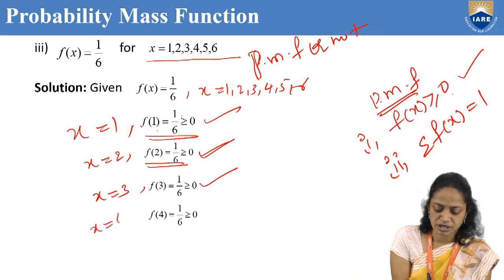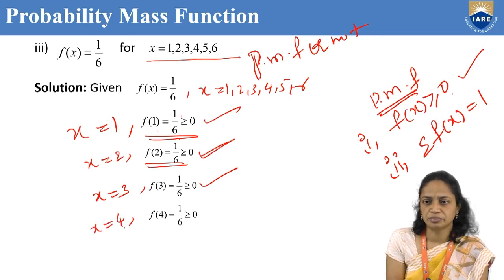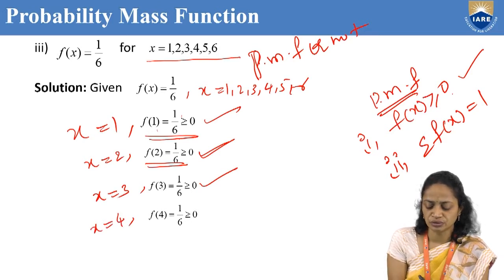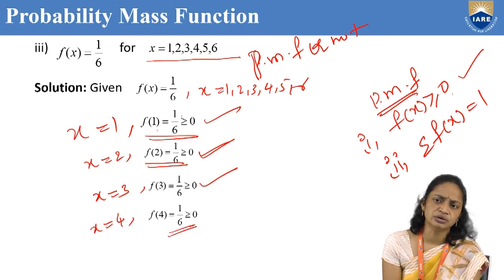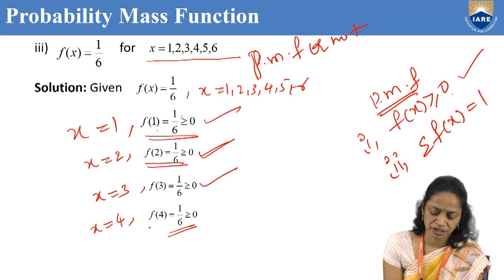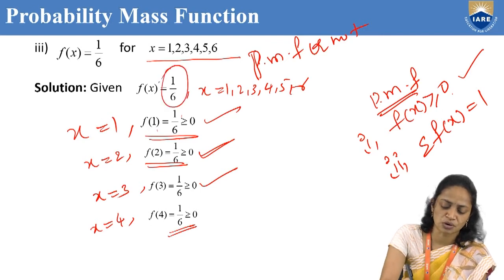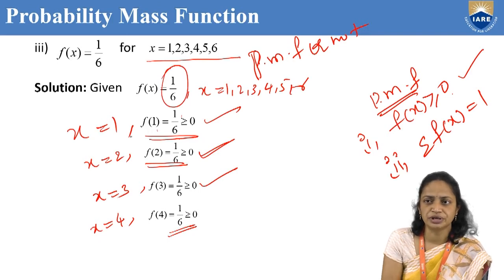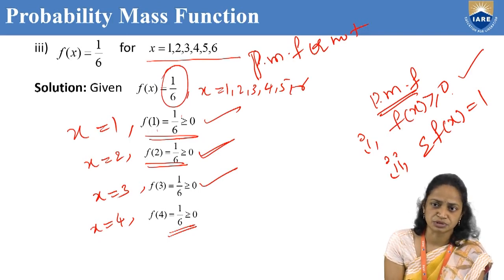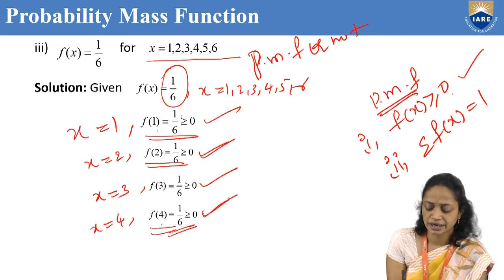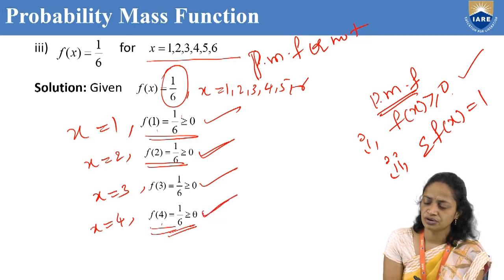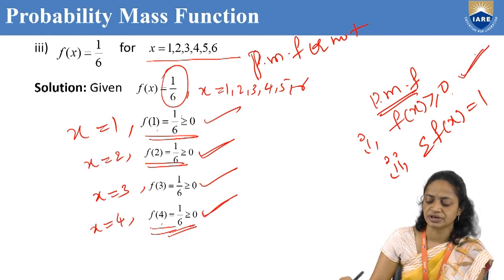Next, substituting x equal to 4, f of 4 equal to 1 by 6, which is also greater than or equal to 0. Because we have only a constant and there is no x term, no matter what x value we substitute we will get 1 by 6. So f of 4 is also greater than or equal to 0, satisfying our first condition.